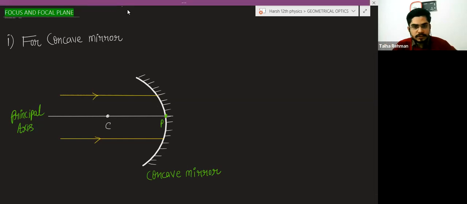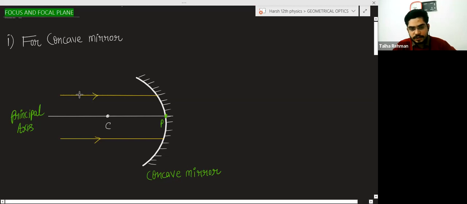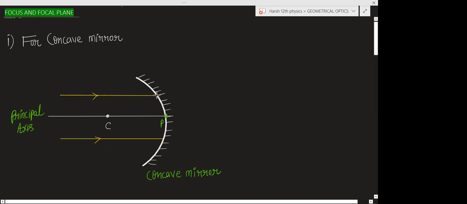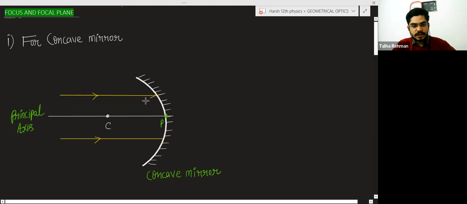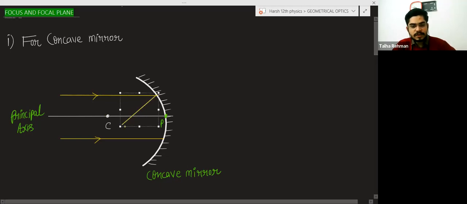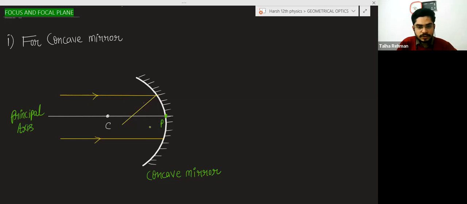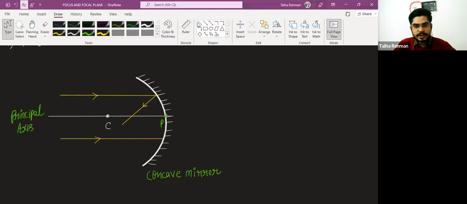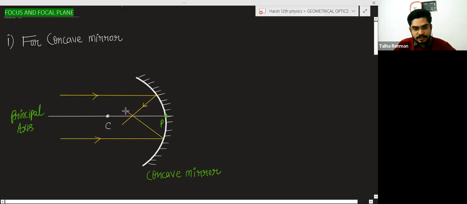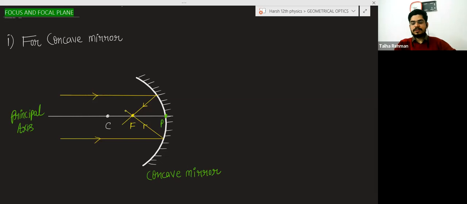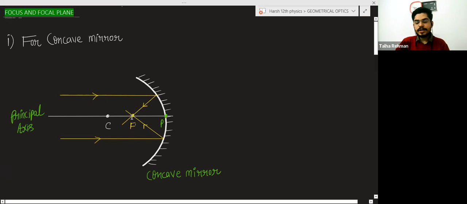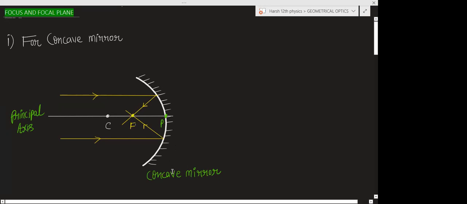So in this case, what will happen? Whenever the rays are parallel, after reflection from the mirror, this is the ray of light coming, and here the reflection will take place, and after reflection this ray will go like this. The second ray after reflection goes like this and meets the first reflected ray at a point, and this point is known as the focus. So all the rays parallel to the principal axis, after reflection, meet at a common point known as the focus. So this is the focus of the concave mirror.